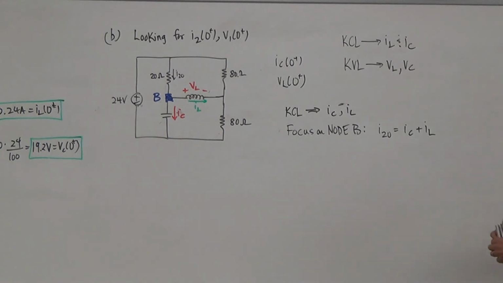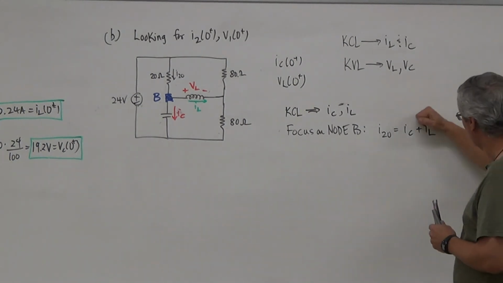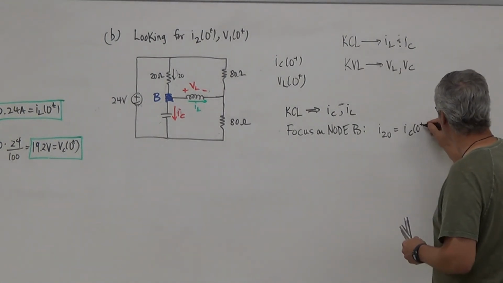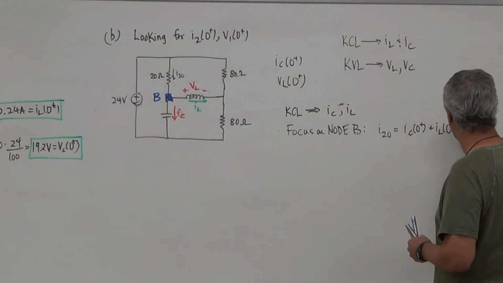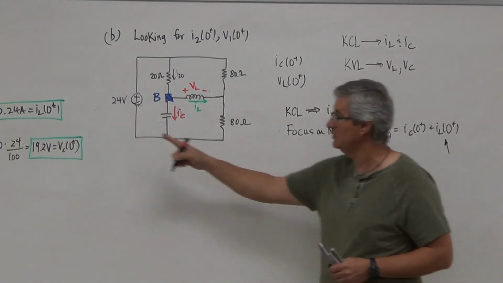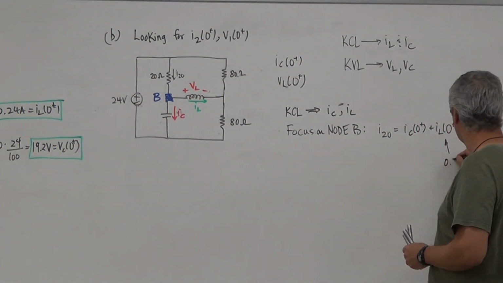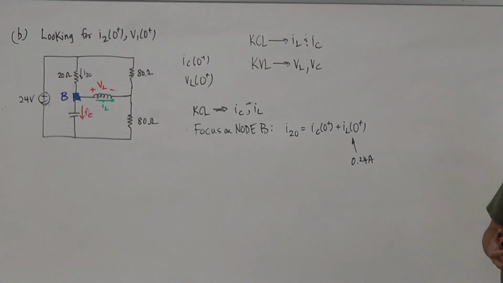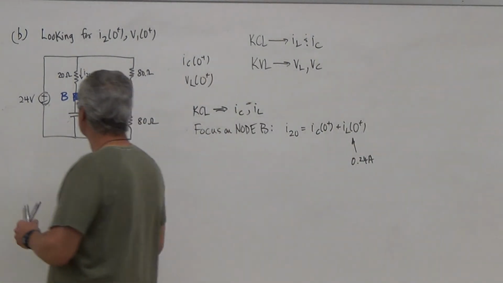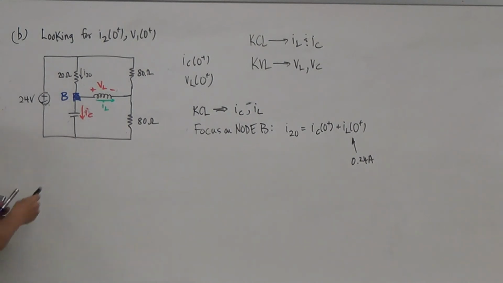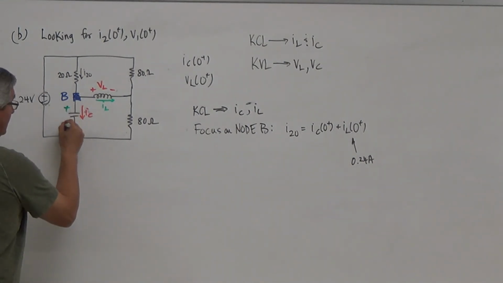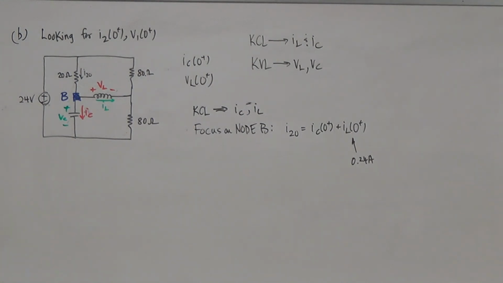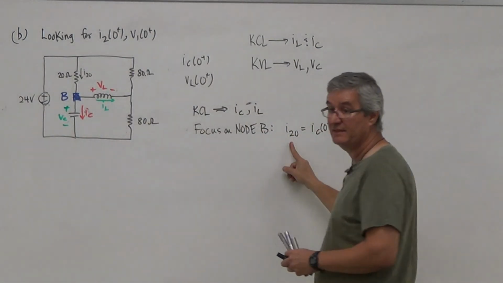Okay? Do I know what IL is? Now remember, I want to be careful here. I really mean this guy right here. Do I know what that is? Absolutely. I know that this is 0.24 amps. Do I know anything about the current of 20? Look at this loop. Do I know this voltage? Oh yeah, I know that voltage. What's that voltage? 19.2. So if I take a KVL loop around here, I get the voltage of the 20. I plug it into here, and I get the current here.